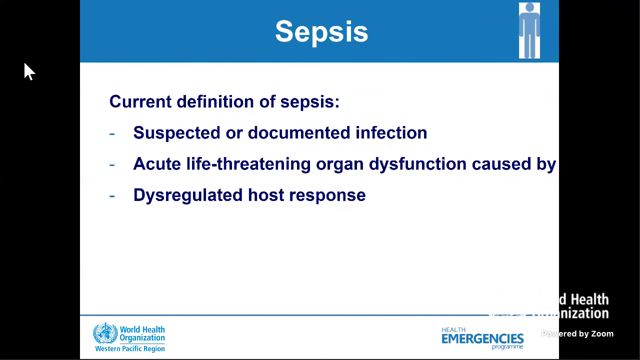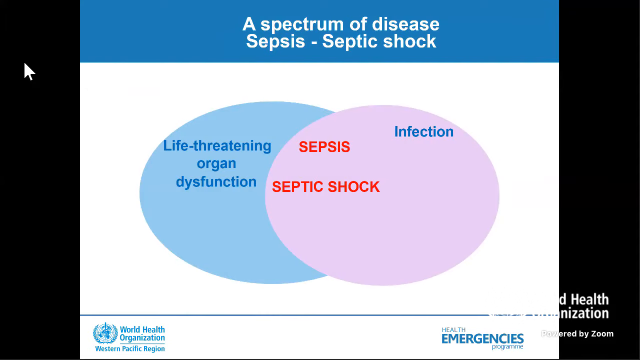So the current definition of sepsis has these three components. You have number one, suspected or documented infection. Second, an acute life-threatening organ dysfunction, and this is caused by number three, a dysregulated host response. Septic shock is a subset of sepsis with a higher death rate. Sepsis and septic shock are a spectrum of disease. With sepsis on one end, the mortality rate is around 10%. The other end of the spectrum is septic shock with a mortality of about 40%.